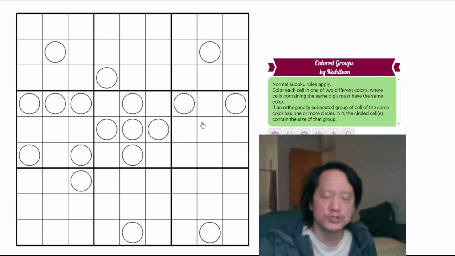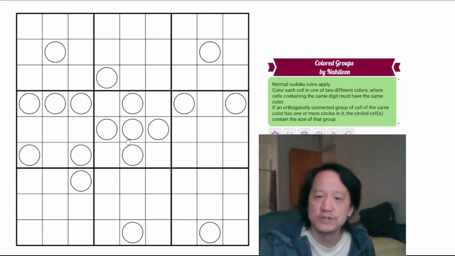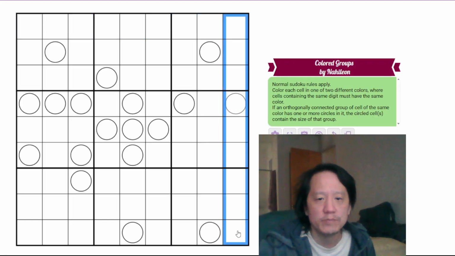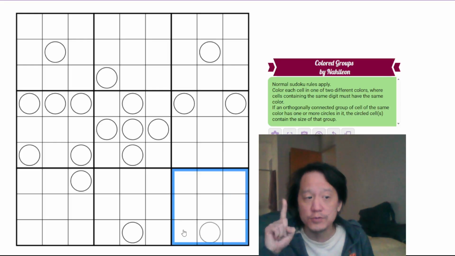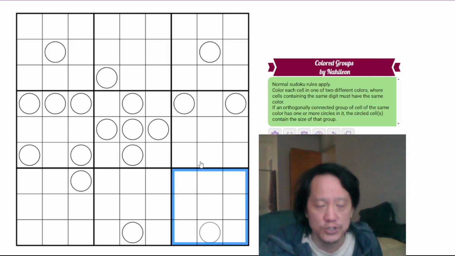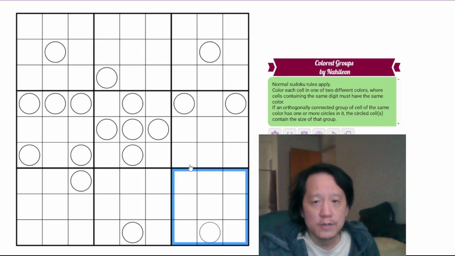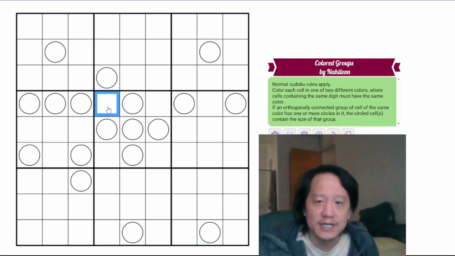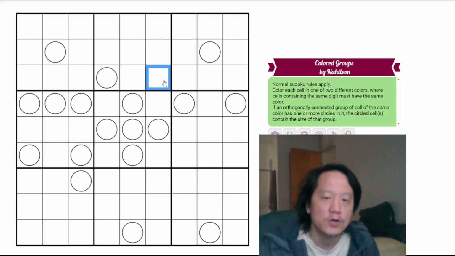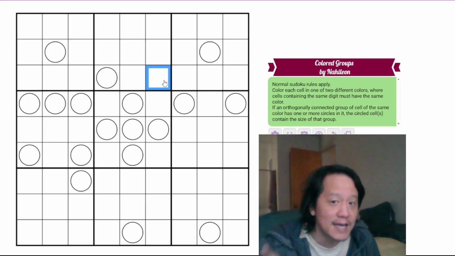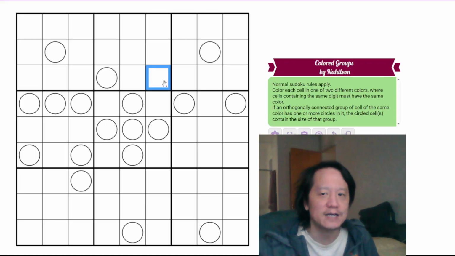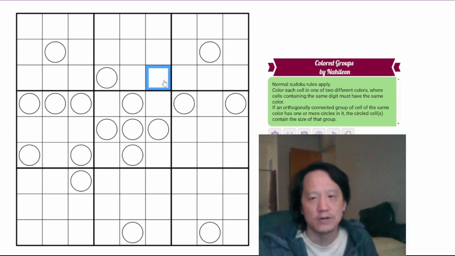We have normal Sudoku rules apply, which means in every cell on the grid, place a single digit from 1 through 9 such that every row, column, and designated 9-cell region contains the digits 1 through 9 exactly once each. We also have to color each cell in one of two different colors, where cells containing the same digit must have the same color.